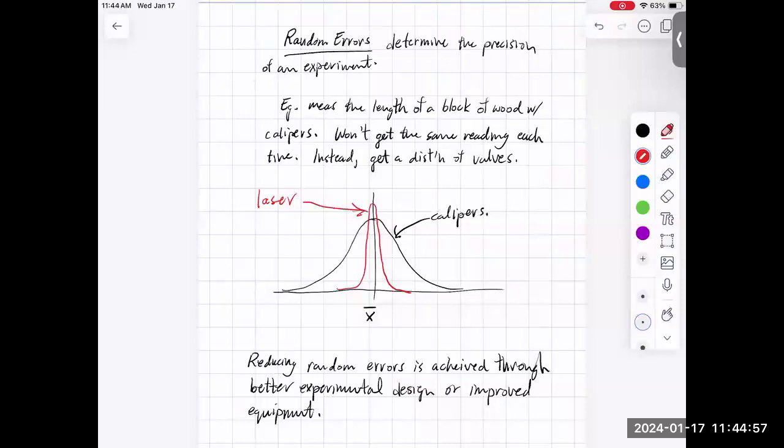Yes, did you have a question? Is it always the case that when you reduce the random errors that it centers more around the average?